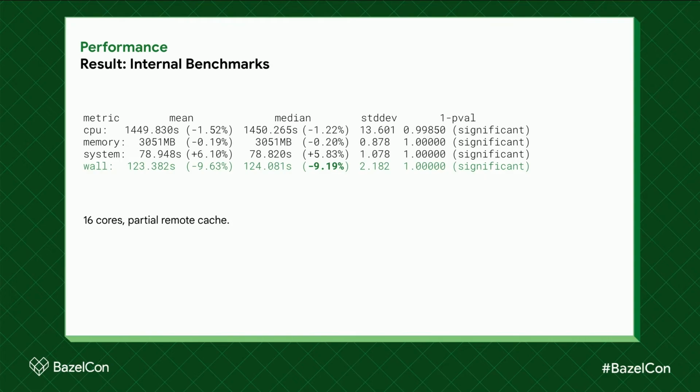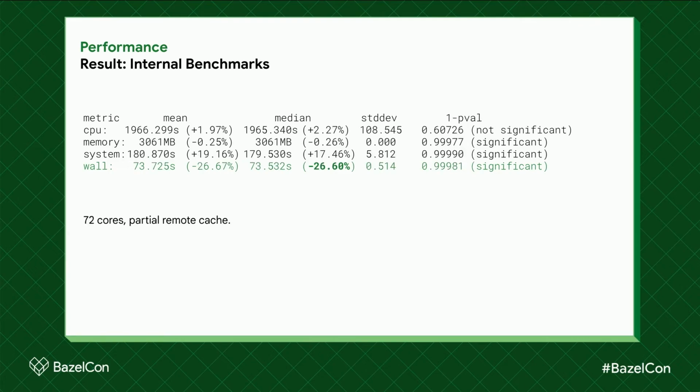And we did an internal benchmark. This particular target was an IDE build with more than 1,000 targets. And of course, this was done with remote execution and caching. And we saw a 9% improvement in wall time. And then we tried the same benchmark, the same setup, with just a beefier machine, 72 core. And the result was 26%.